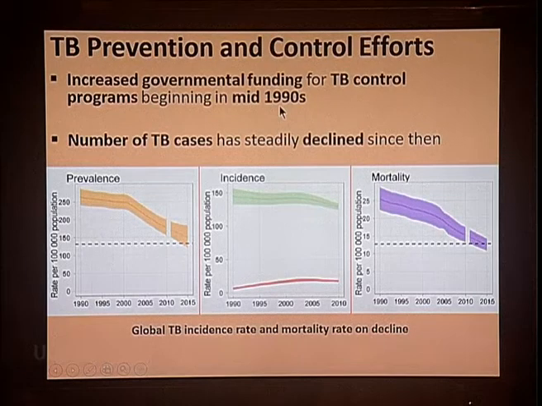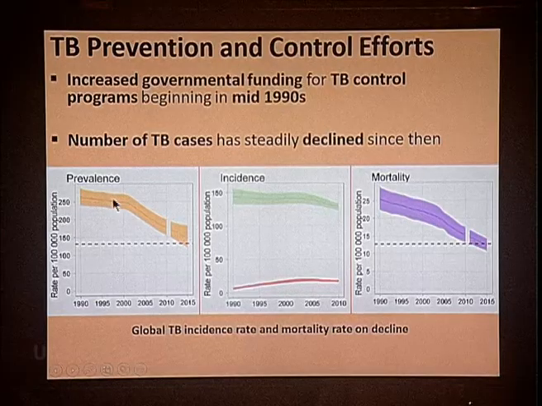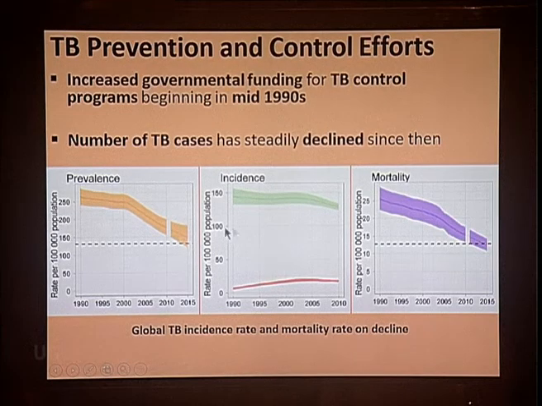As a result, beginning in the mid-1990s, the occurrence of tuberculosis disease and mortality started to decline. And fortunately, at the global level, it is still going down. Here you can see prevalence is going down, incidence is also going down, mortality is going down. So overall, this is a promising observation that with improved and well-funded TB control programs all over the world, TB cases are going down.